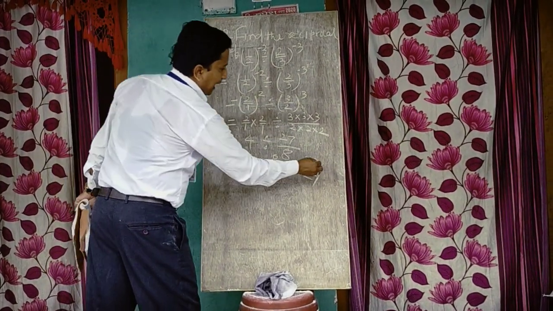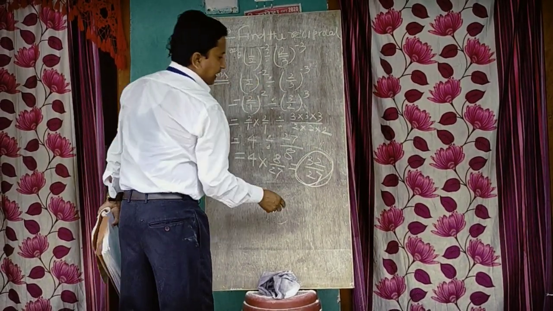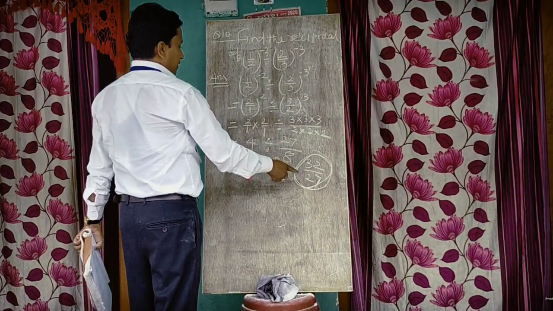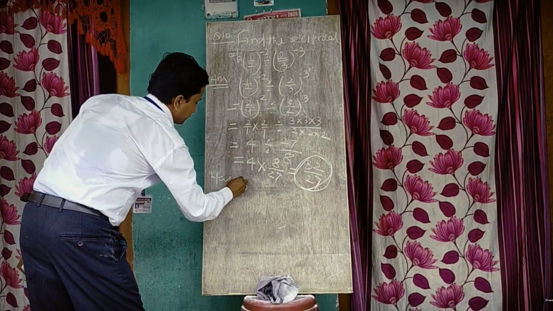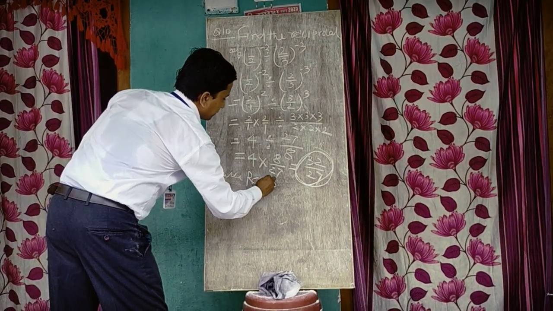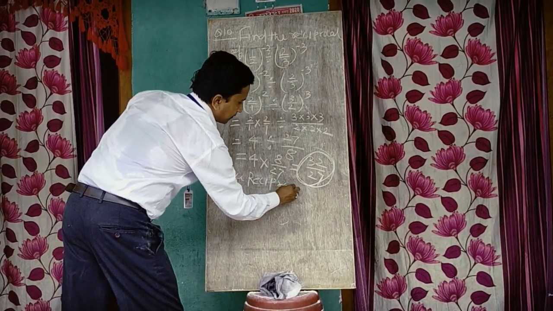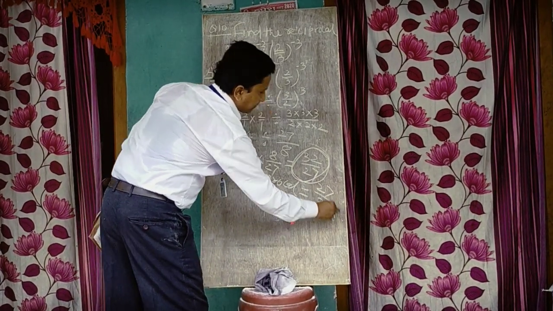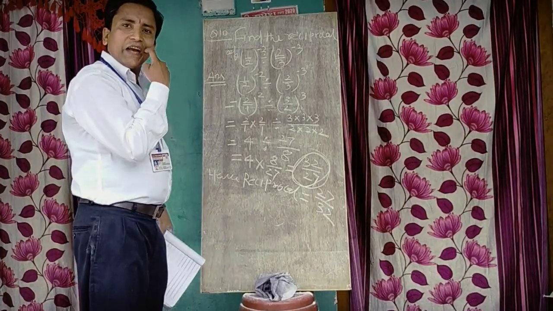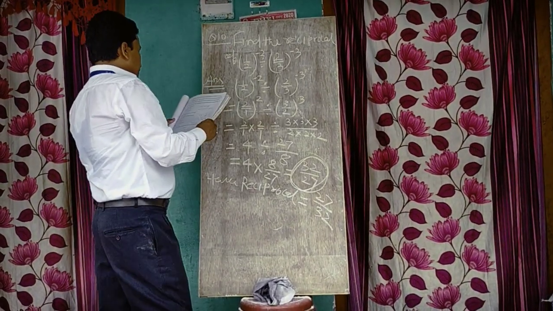Now, write the reciprocal of this. That will be the required answer. Answer is, hence, reciprocal equal to 27 by 32. It is the answer.